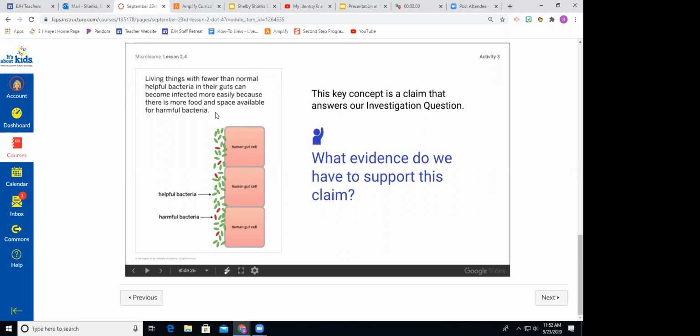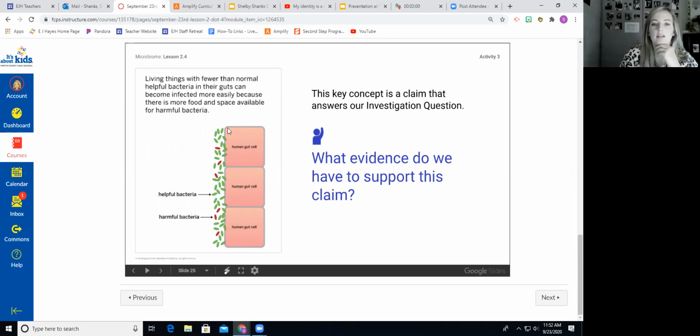The reading. Correct. We can pull it from the reading. We can use pictures. We can use any statements in the reading, correct? Or we can use, Shelby just pointed out to me that we can use the charts.